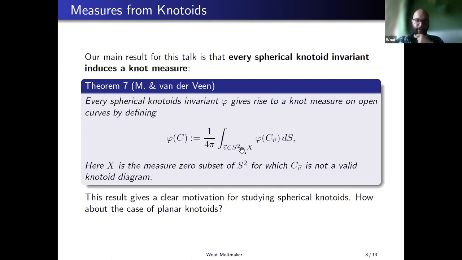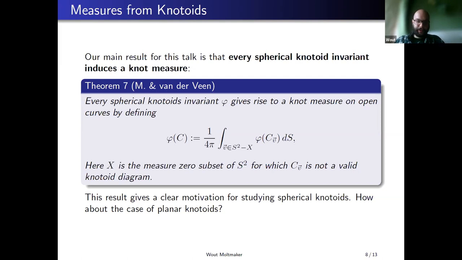And here we integrate over S2 minus X, where X is the measure zero subset where C_V is not a valid knotoid diagram. But this is measure zero, so for the integration, it doesn't matter. And then we divide by 4 pi because that's the area of a unit sphere. Okay, that's fine. All right, so this is a very simple idea. Integrate the value of the invariant over the sphere, and this turns out to give you a knot measure.